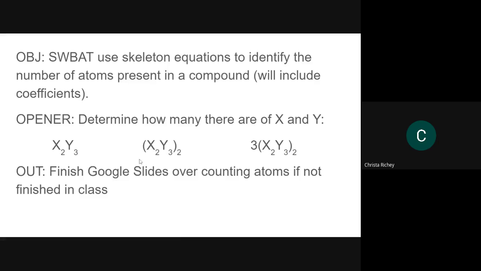Now this one, what happens when you have a number outside of parentheses in your math class? What's the word that you have to do? You distribute, which means you multiply. It's the same thing, that it's distributing. Now how many X's do you have? 4, because 2 times 2 is 4.